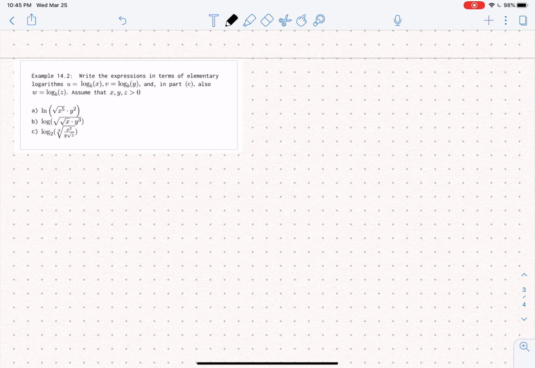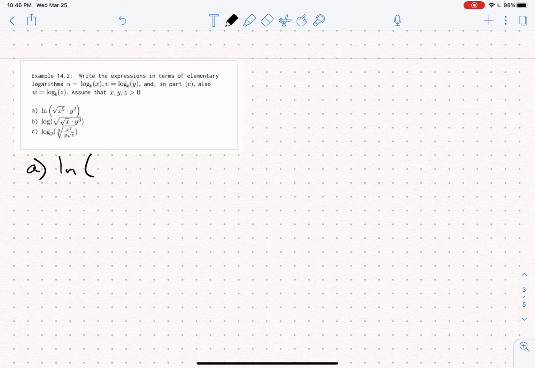Example 14.2. Write the expression in terms of elementary logarithms. I feel like these instructions are needlessly complicated. All they're getting at is to try to break these logs up as much as possible. That's our goal. So it's like what we did in the previous problem, but kind of doing the opposite. Okay, let's go ahead and we'll look at them one step at a time.